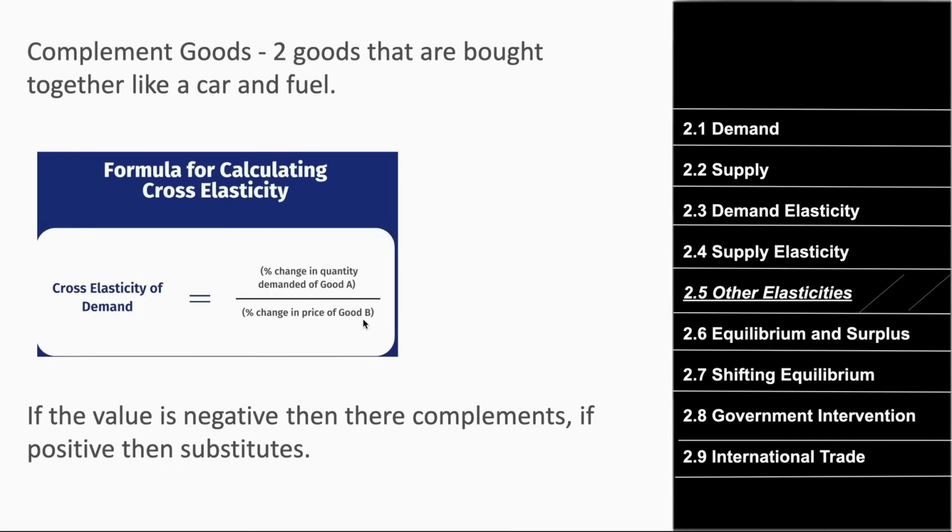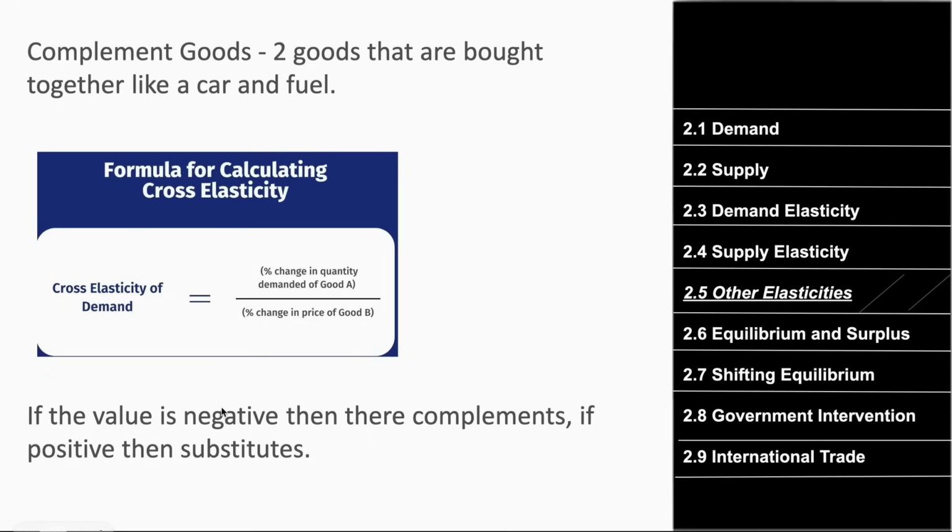If the value you get for the cross-price elasticity is negative, that means they're complements. That's because they're basically moving together. If one product has an increase in quantity, then the other one will have a decrease in price if they're complements. So we're going to see basically a negative value. If positive, then they're substitutes.